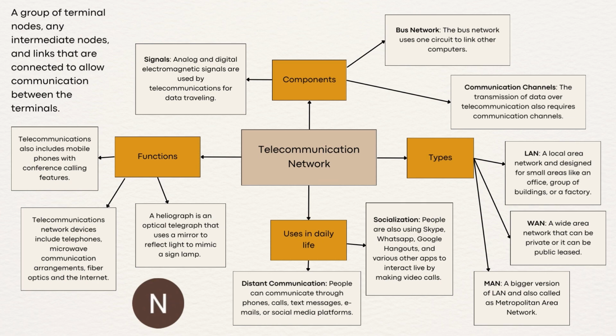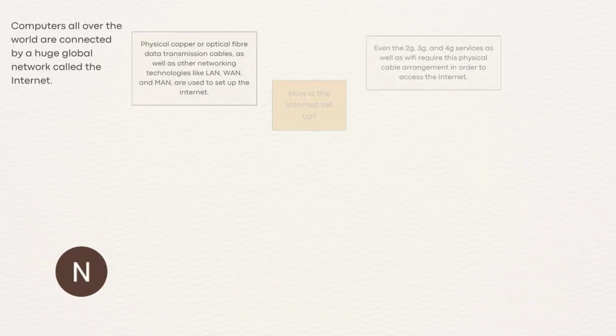And the last one is function. Telecommunication also includes mobile phones with conference calling features. Telecommunication network devices include telephones, microwave communication arrangement, fiber optic, and the internet. A heliograph is an optical telegraph that uses a mirror to reflect light to mimic.